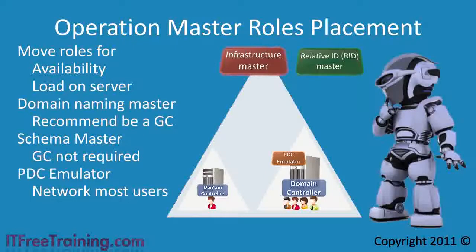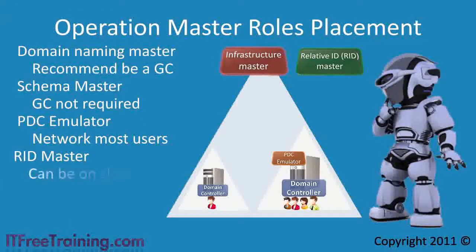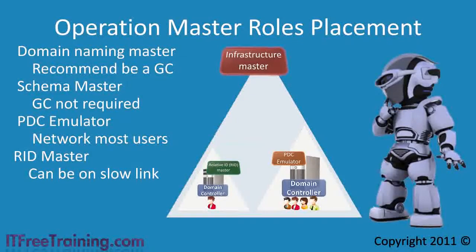On a very busy domain controller holding the PDC Emulator, administrators may remove the global catalog from the domain controller in order to reduce the load. If there are no performance problems on your domain controller, it does not hurt to make the domain controller a global catalog server. Next, you have the RID Master. The RID Master allocates blocks of RIDs and thus does not have to be on the fastest link or the fastest server. Don't get me wrong, all Operation Master Roles are important, so you should always do your best to run any domain controller on reliable hardware.